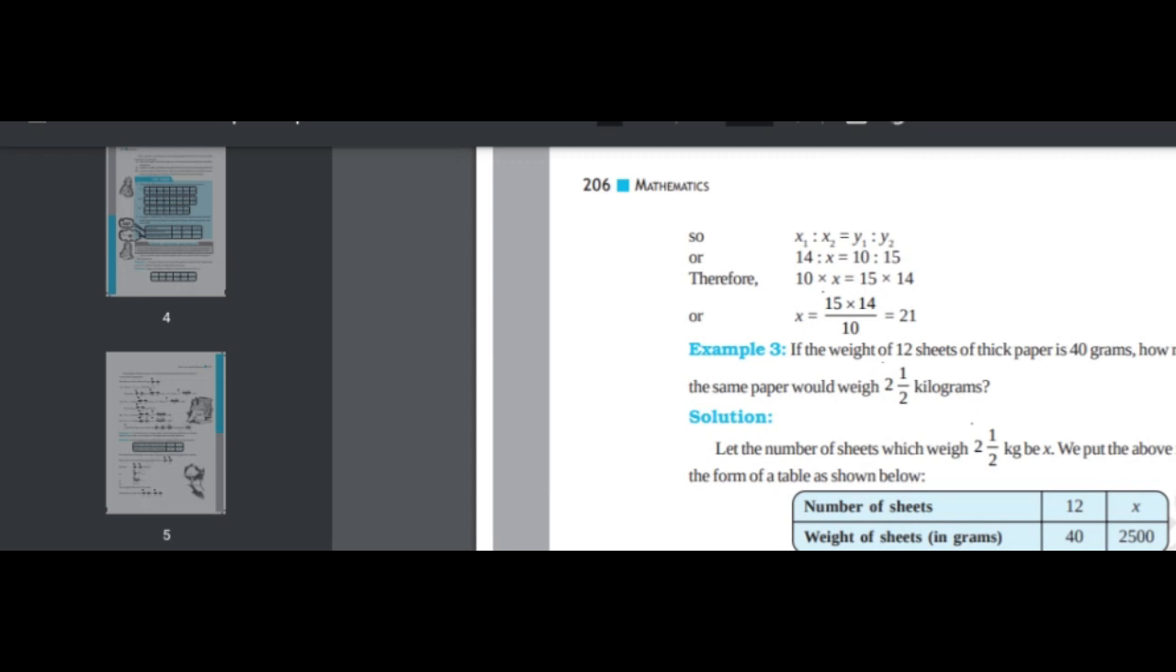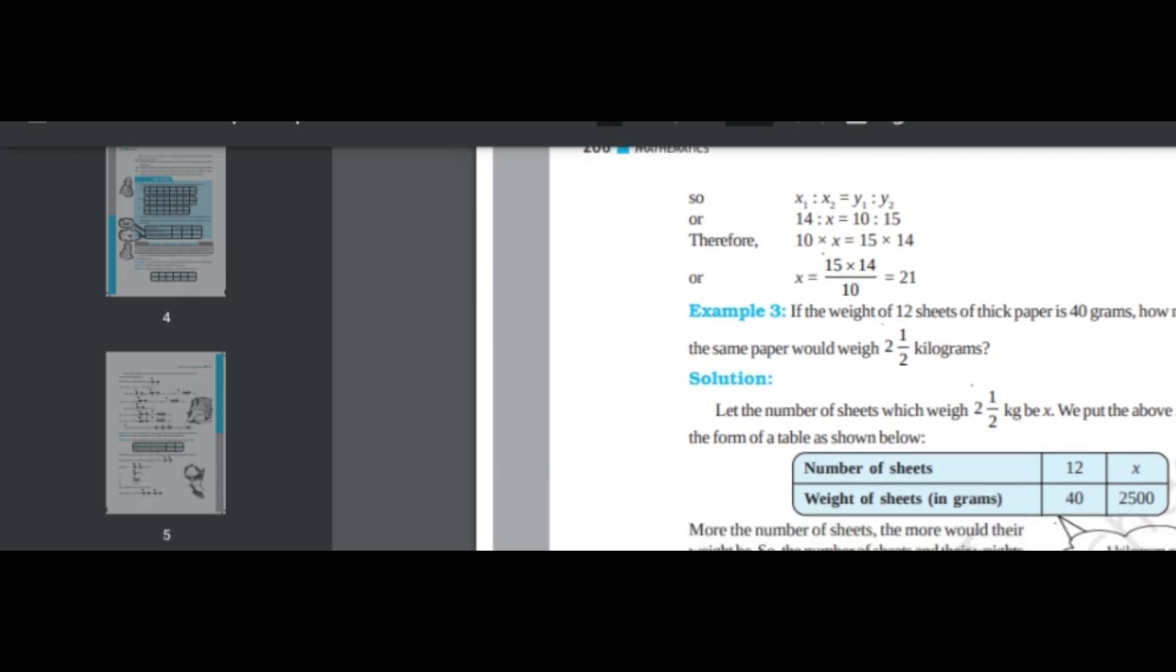We put the above information in the form of a table. Number of sheets is 12, and we don't have the number of sheets for the second statement. We have to find it for the second one. They told us above that the weight of 12 sheets of thick paper is 40 gram, and we have to find the other number. So let the number of sheets with the weight 2 1 by 2 kg be x. We let this number be x. We put the above information in the form of a table as shown below.